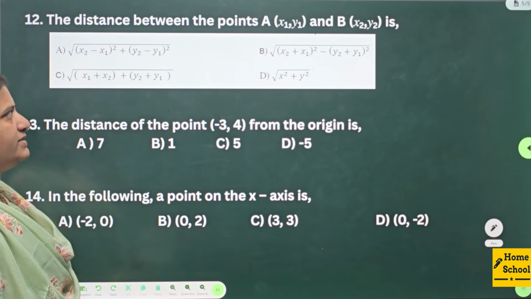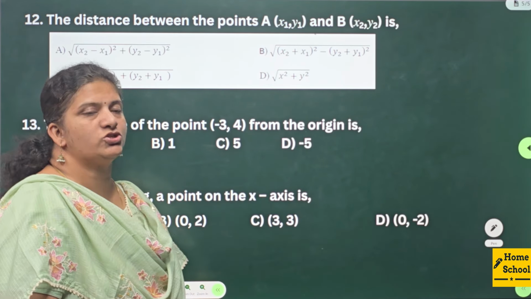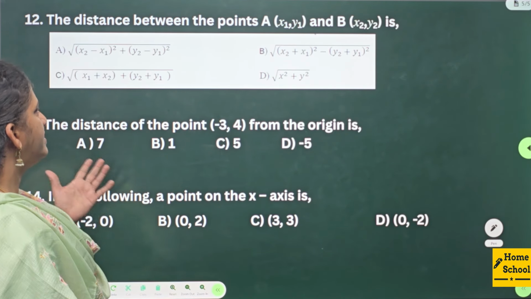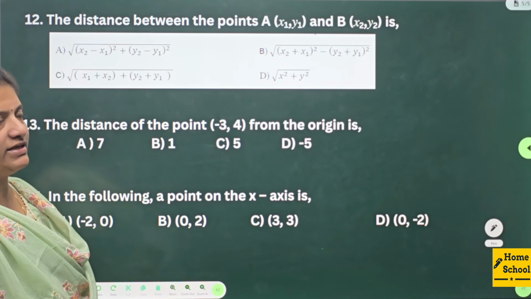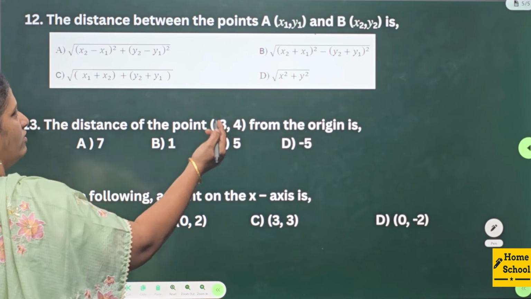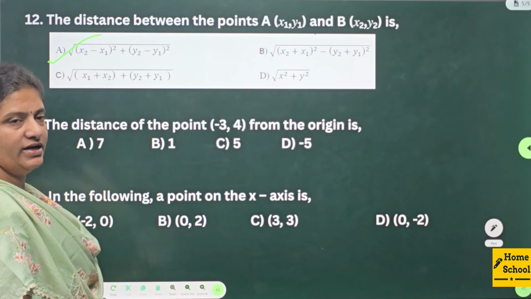12th one, the distance between the points A(x1, y1) and B(x2, y2) is. It is a direct formula. What is the distance? D equals the square root of (x2 minus x1) whole square plus (y2 minus y1) whole square. Directly you have the first option as your answer.